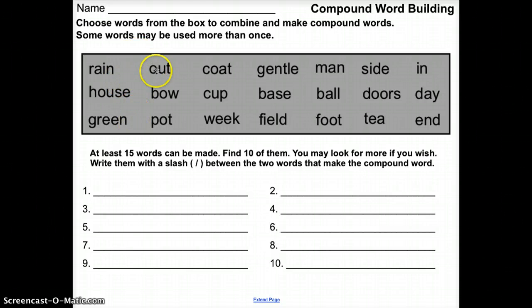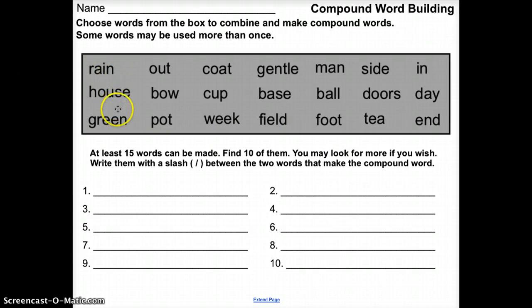The first thing I would do is just start reading over all of them and think about, is there anything that's sticking out to me that I could connect together to make a compound word? Look for any unique words, things like gentle or base. Those are words that kind of pop out to me. I'm going to look at the word tea. I know that's a unique word compared to some of these other ones. And think about what could I combine with tea to make a compound word?